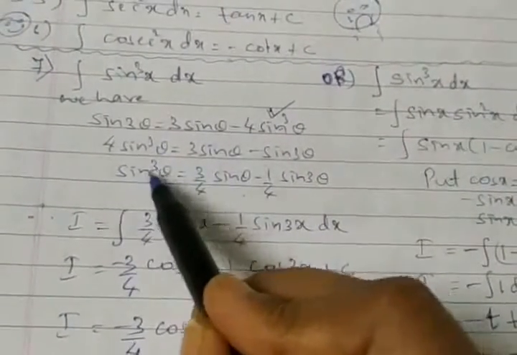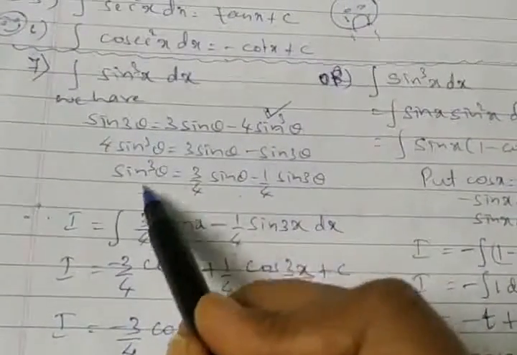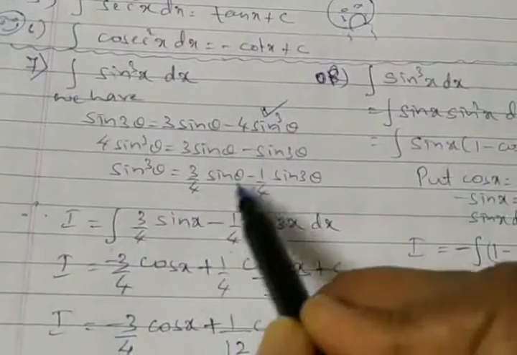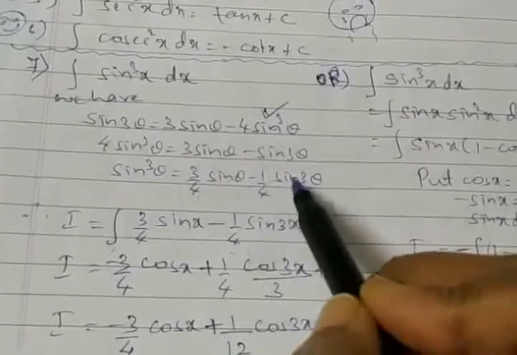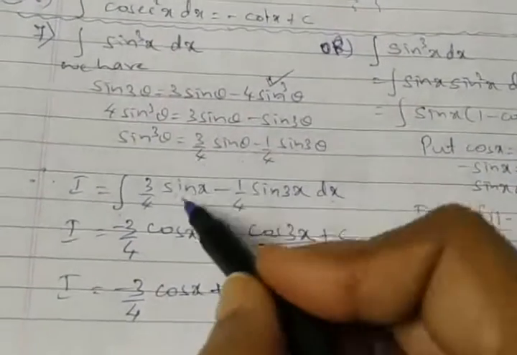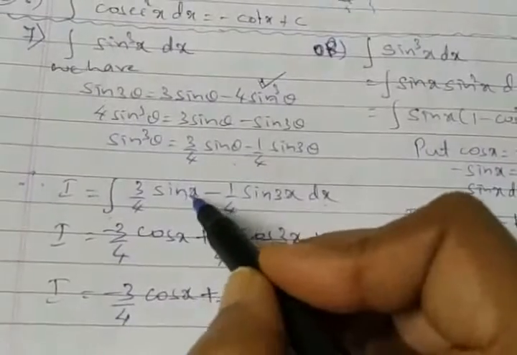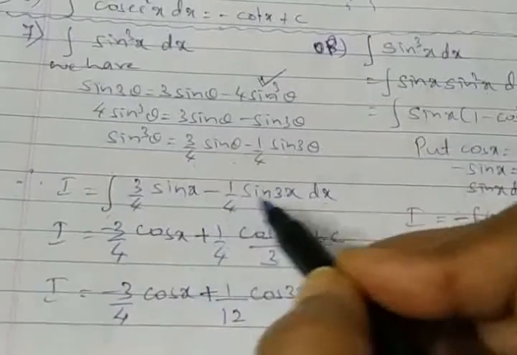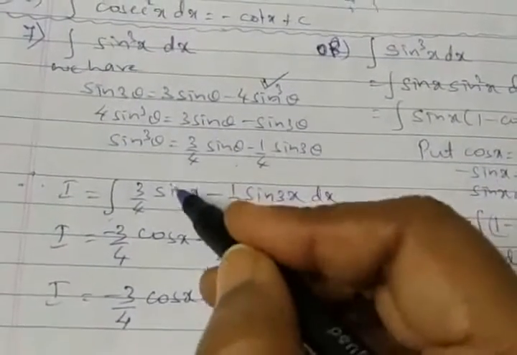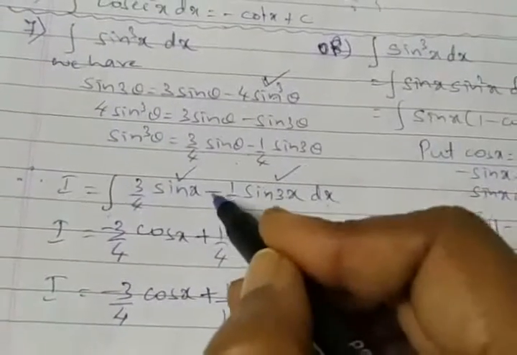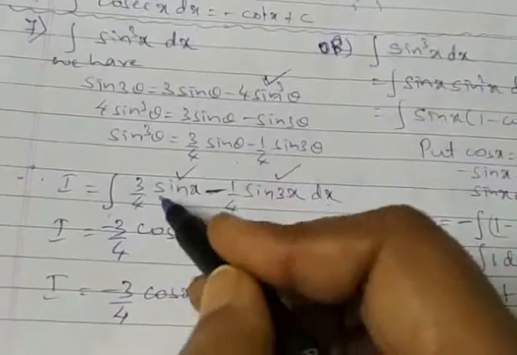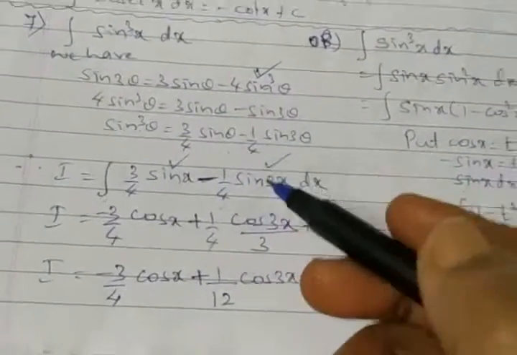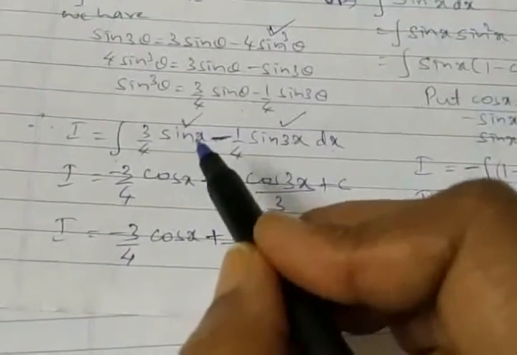So sine cube x can be taken as, the question can be taken as integration of 3 by 4 sine x minus 1/4 of sine 3x with respect to x. Now sine 3x, is it ready to integrate? 3 by 4 is constant. Integration of sine x, is it ready to integrate? Integration of sine 3x, is it ready to integrate? Yes, the terms are ready to integrate now, and moreover we have minus sign in between. So integration can be taken for the first function, minus for the second function. So integration rules are also valid here as well as the standard result we are getting right now.